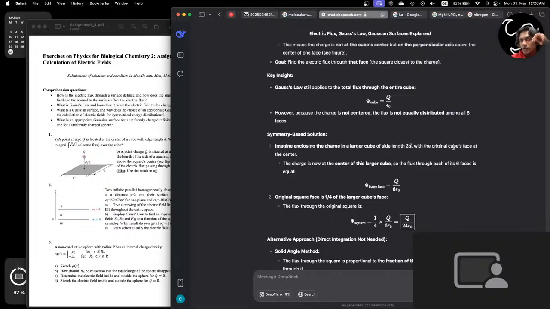Two root 2D, while the other one is D square. It's root 2D, so two times. So it's two times big. Okay.